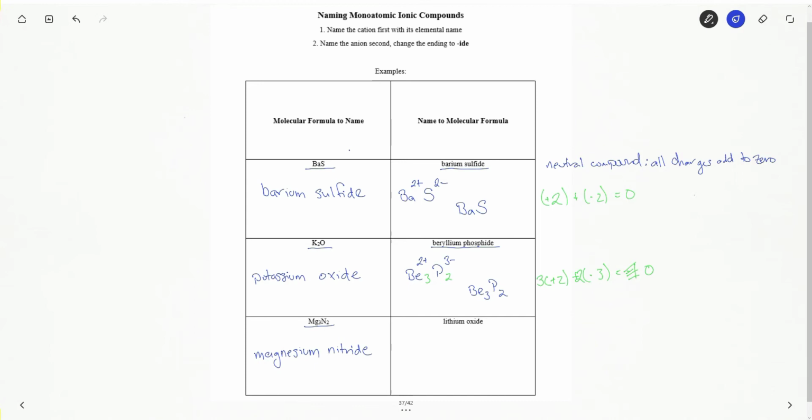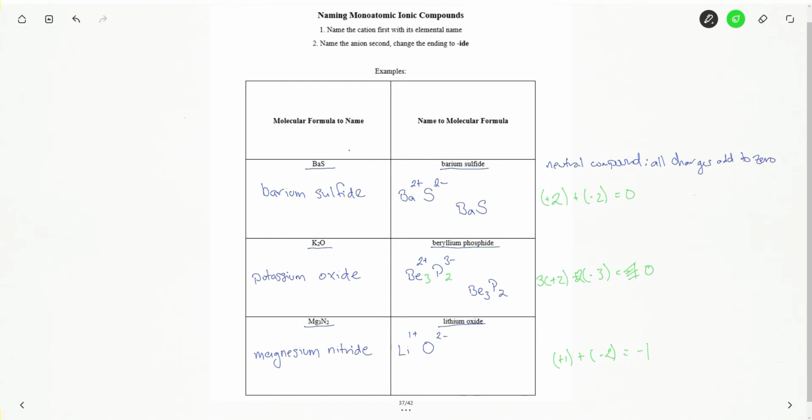Let's go to my last example, lithium oxide. Again, lithium is simply Li. Oxide comes from oxygen, that's just O. I need to determine my charges. Lithium would have a 1 plus charge. Oxygen has a 2 negative charge. Let me do my quick math and see where I am. I have a positive 1 plus a negative 2. Again, that's going to give me a negative 1. That is not a neutral compound.